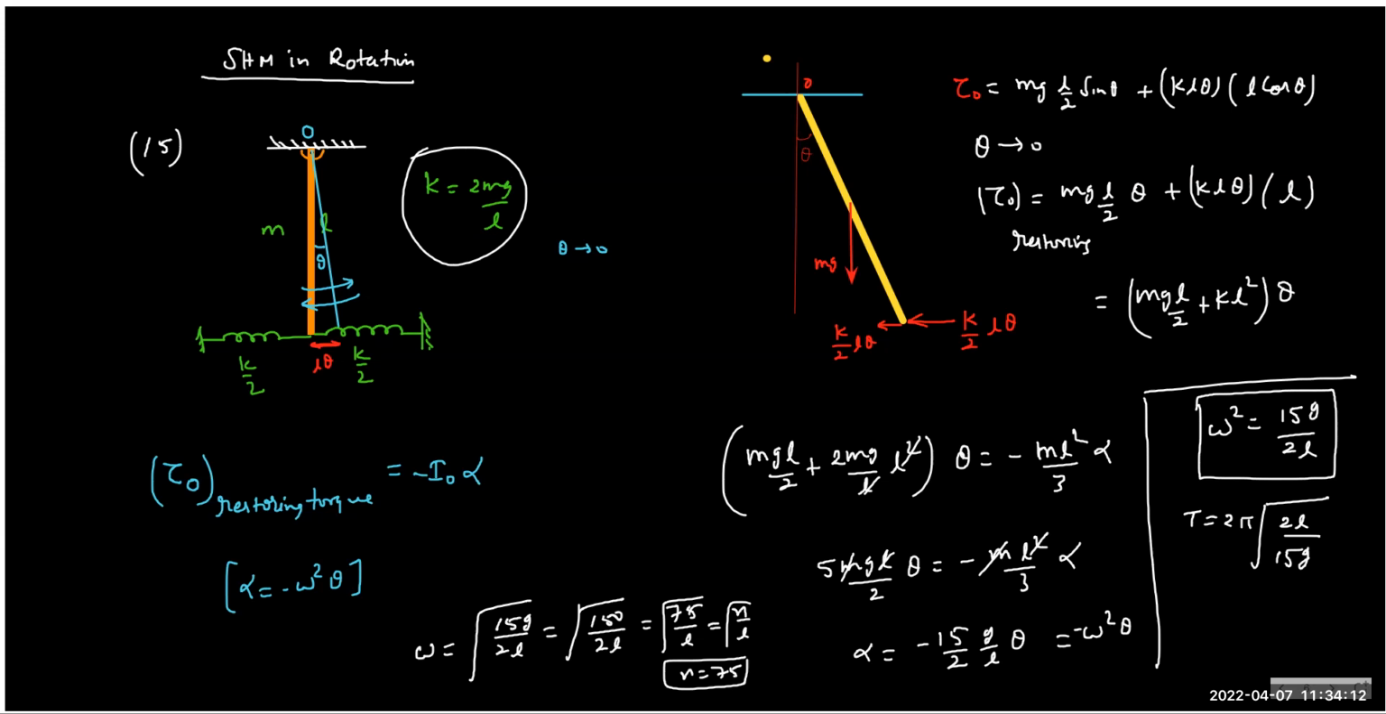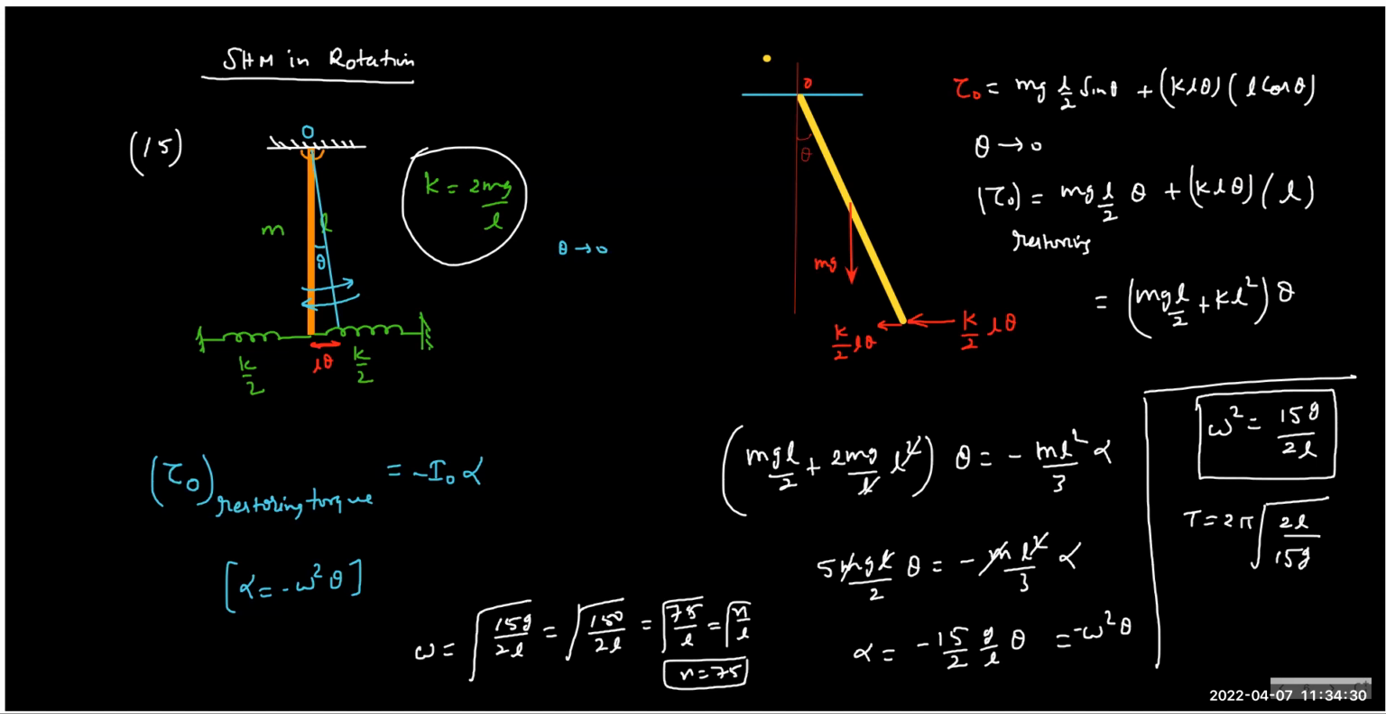If you tilt the rod by a small angle theta, the spring extension is L by 2 theta. So what is the spring force? K L by 2 theta. What will be the torque about the center? K L by 2 theta into L by 2.